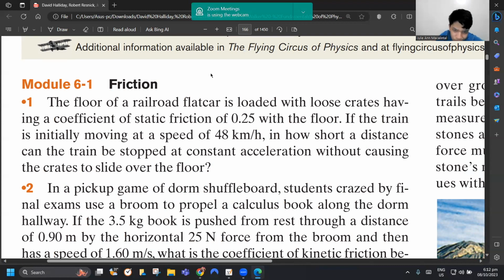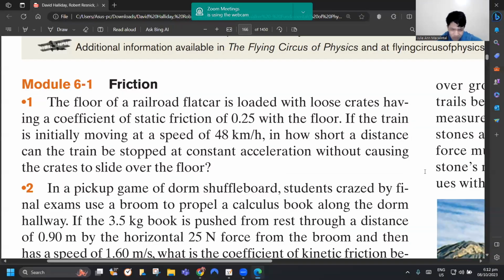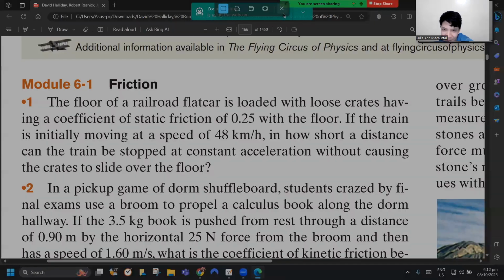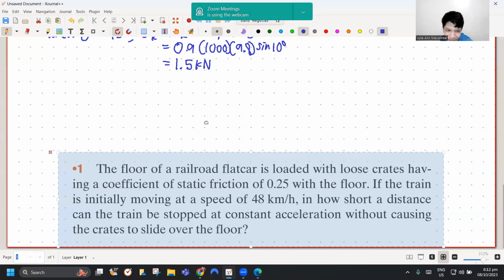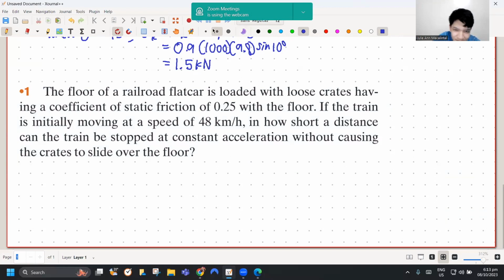So, the floor of a railroad platform, blah blah blah. So, constant acceleration to, no? And, okay, see, this is nice. So, free body diagram. And I try to screenshot it again. So, there's the car. Parang yung sa tow truck, yung parang naka-flat lang. And there are boxes. Oh wait, it's only one box. Technically.